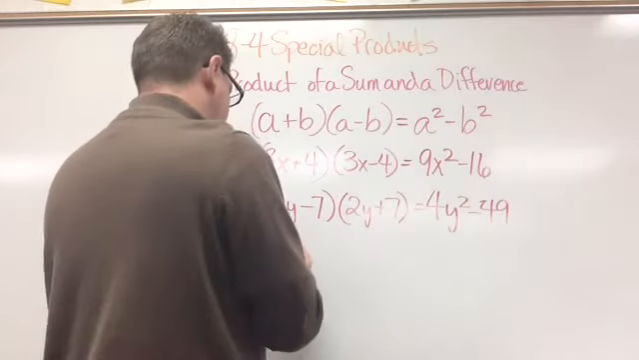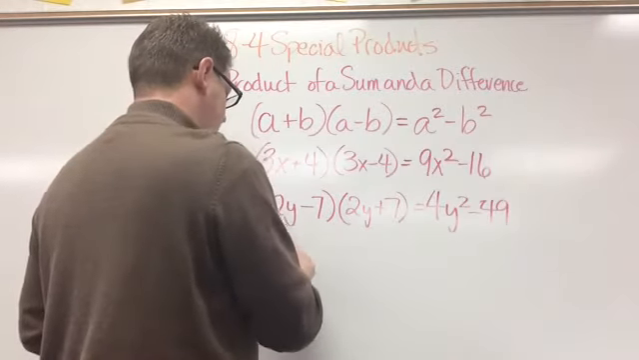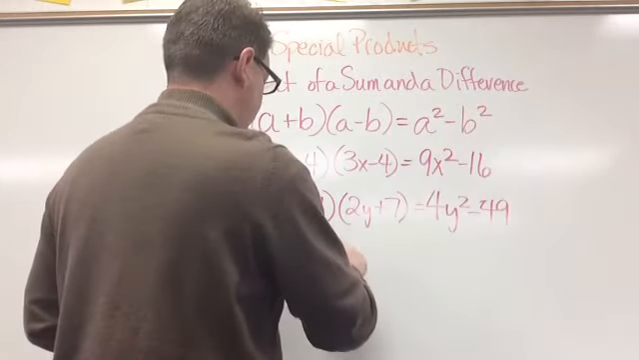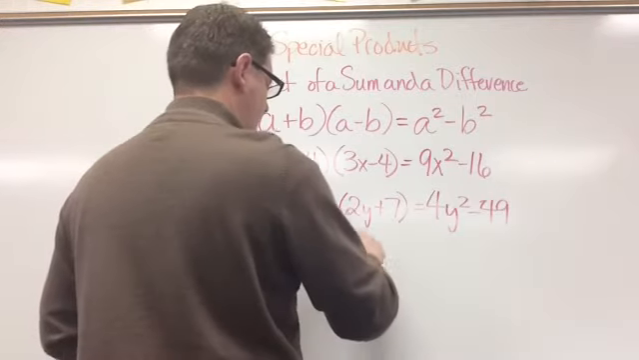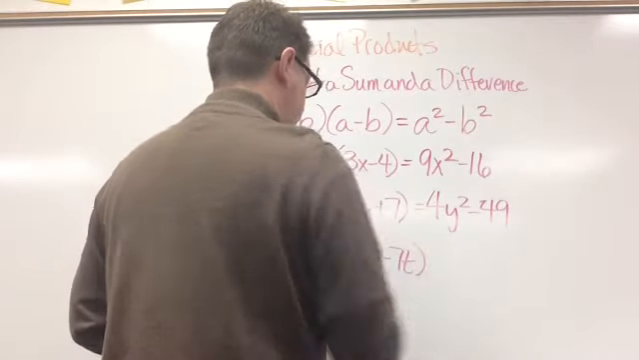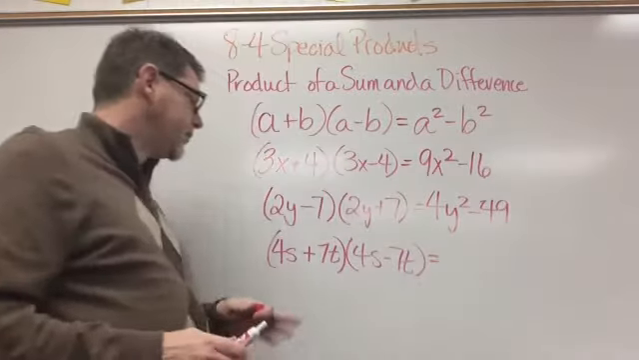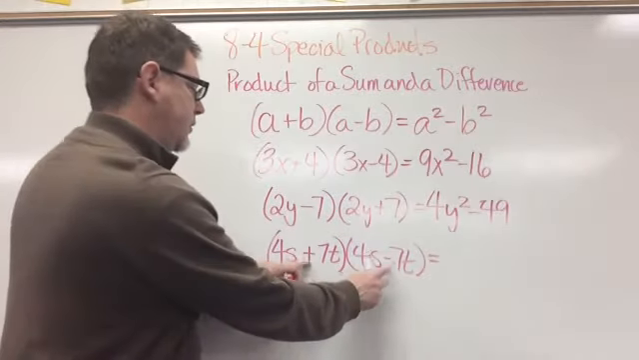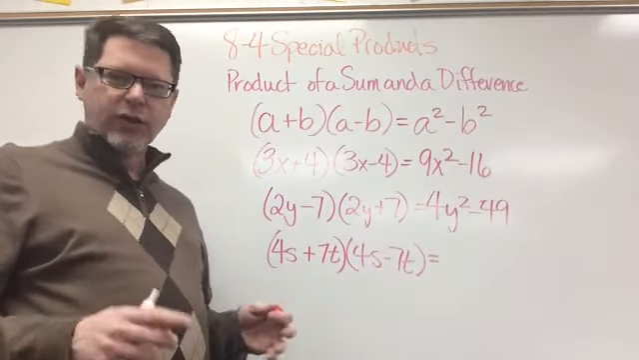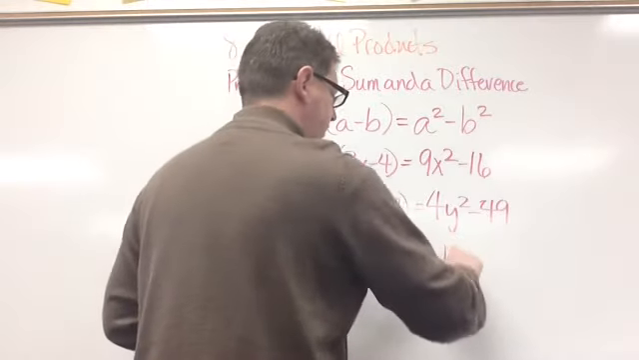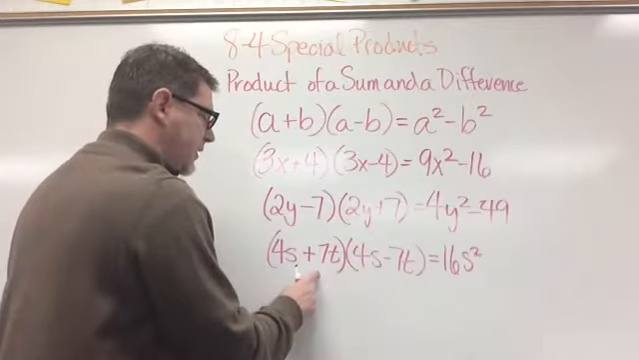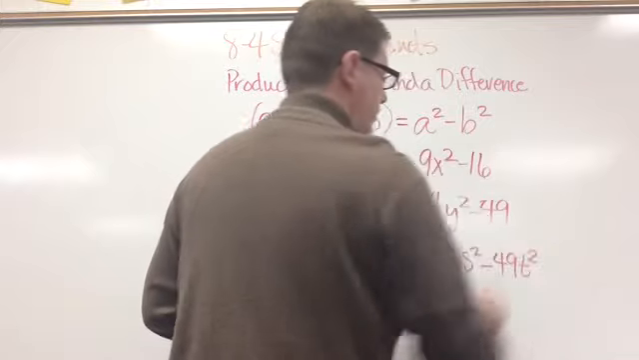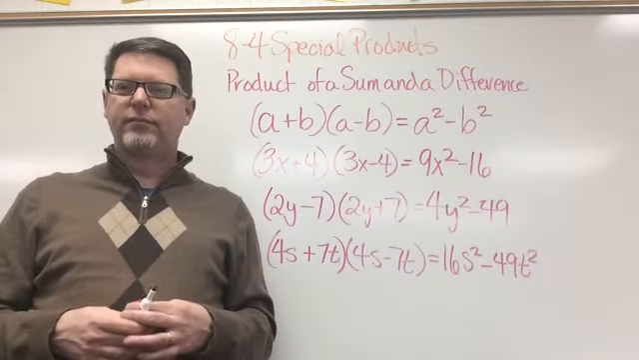One more. 4s plus 7t and 4s minus 7t. Again, exactly the same first term, exactly the same second term, plus and a minus. Shortcut, 4s times 4s is 16s squared. 7t times negative 7t is negative 49t squared. And that's my final answer.